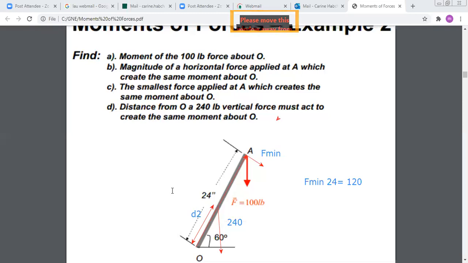Can you give me in a fast way the answer, just by looking at the numbers? What should D2 be? We equate the numbers? Yes. Because we will say that to produce the same moment, okay?